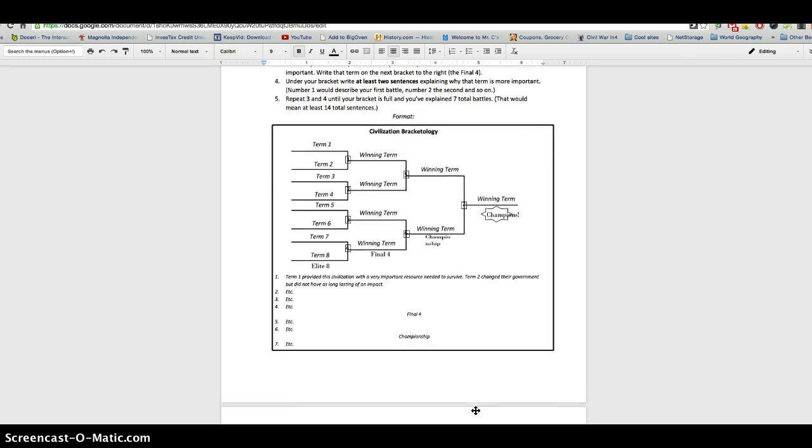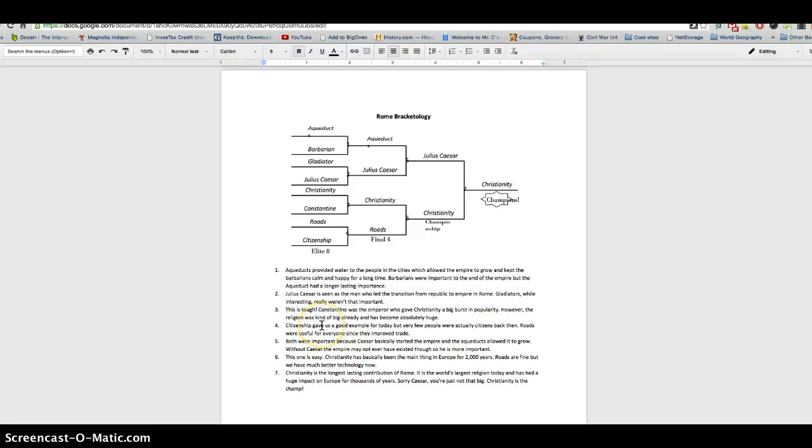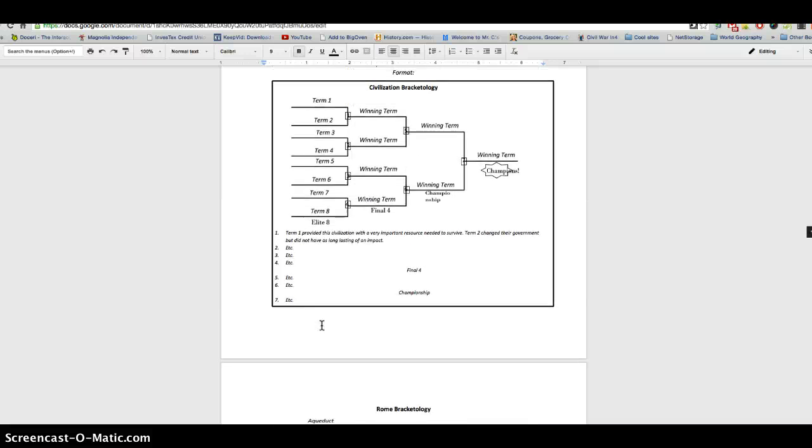Now, on the other side of your examples, this teacher who created this activity is a world history teacher, and he did it on Rome. So he uses people, terms, and different concepts of that particular unit. And down below are examples of what a proper explanation should be for your battles. So this is a good example for you to use to make sure that you're giving enough information.